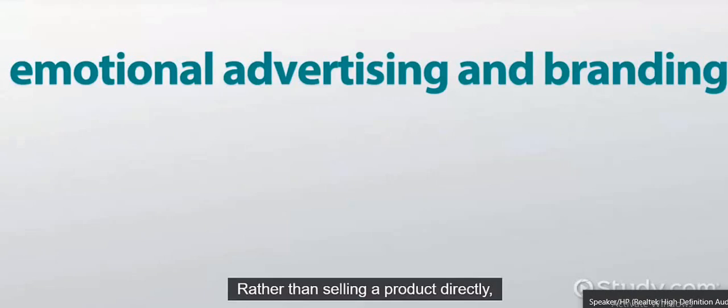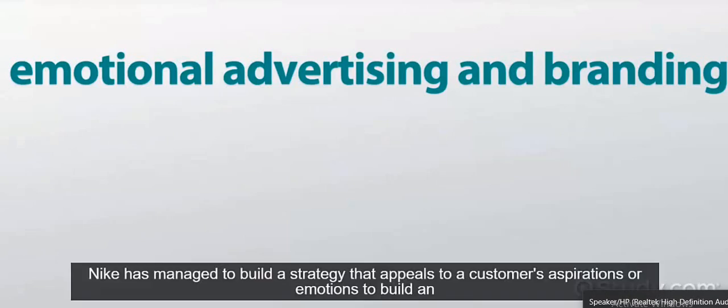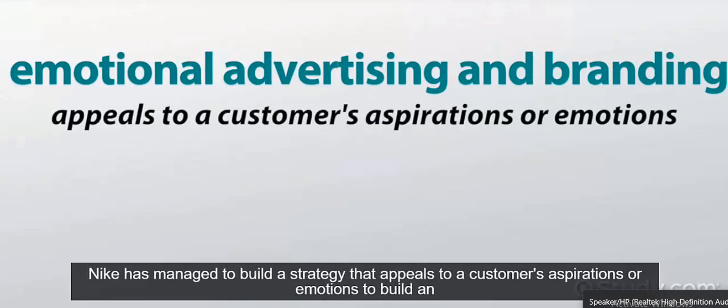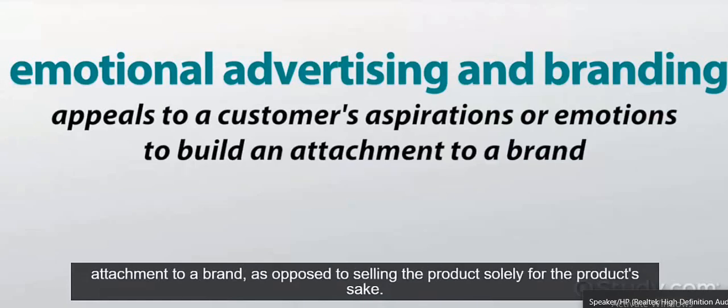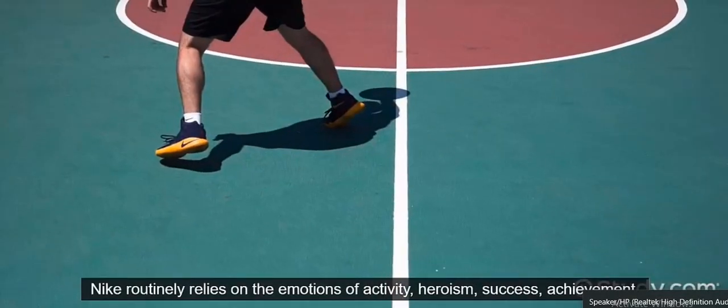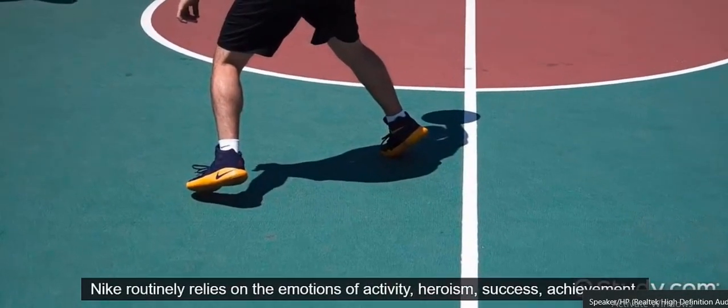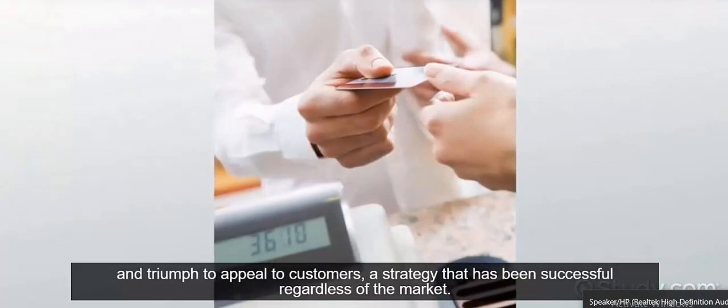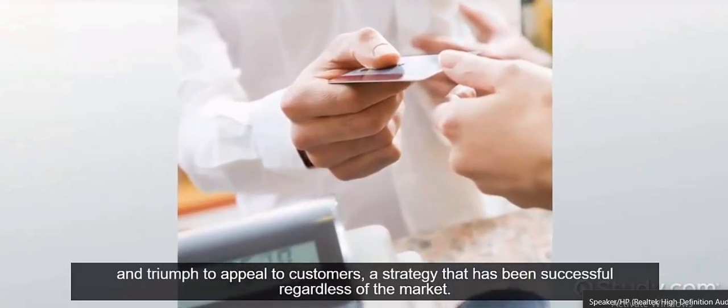Rather than selling a product directly, Nike has managed to build a strategy that appeals to a customer's aspirations or emotions, to build an attachment to a brand, as opposed to selling the product solely for the product's sake. Nike routinely relies on the emotions of activity, heroism, success, achievement, and triumph to appeal to customers, a strategy that has been successful regardless of the market.